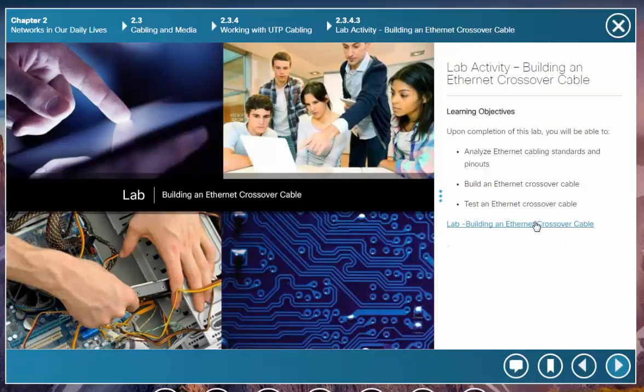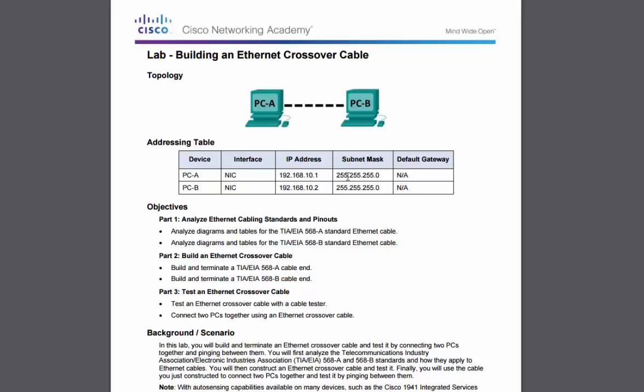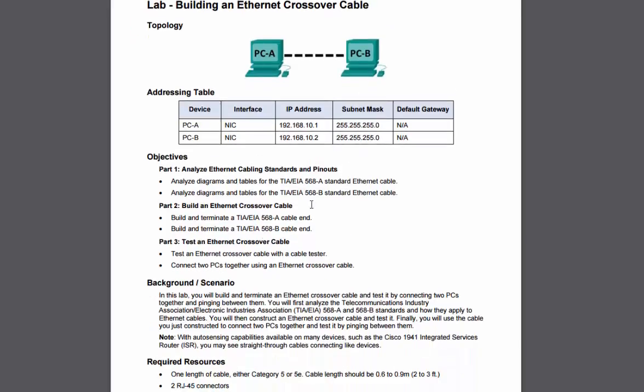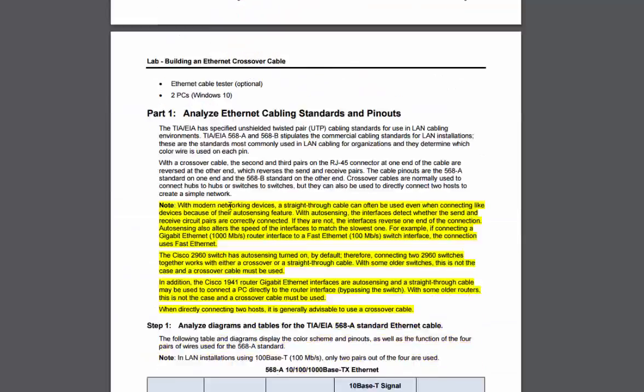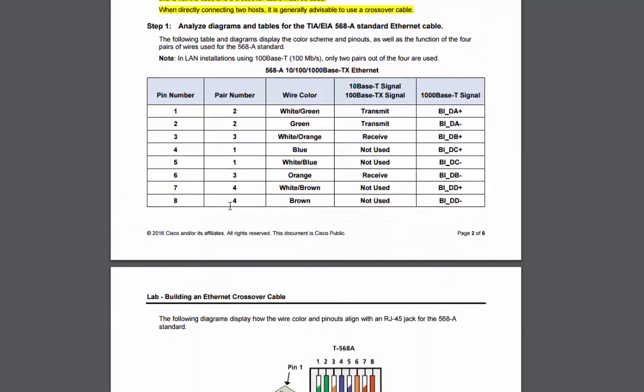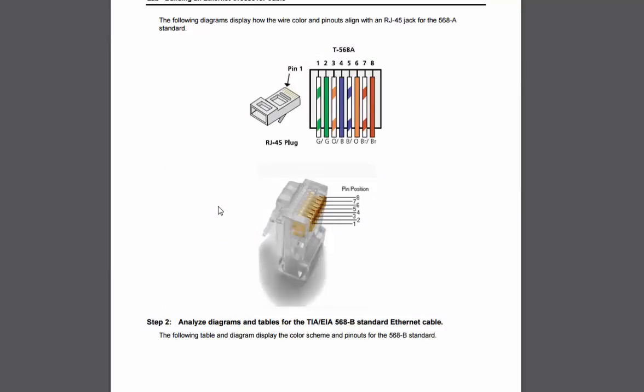Now, the last lab in this section is to build a crossover cable. A crossover cable has you build one end terminated as 568A and one end as 568B. I'm not going to show you an example of this. Your instructor can do that, but you also can go out on the internet and simply search on YouTube for videos on how to create unshielded twisted pair cabling.